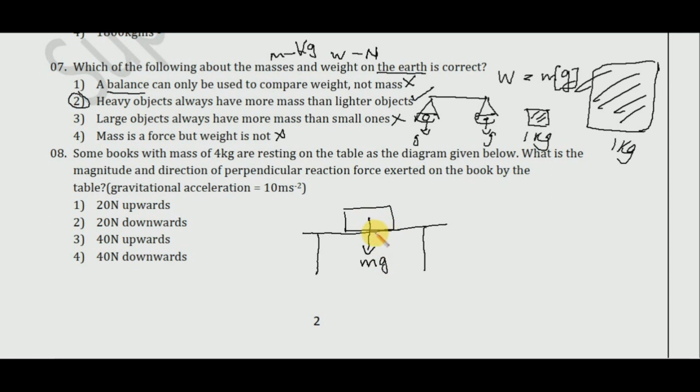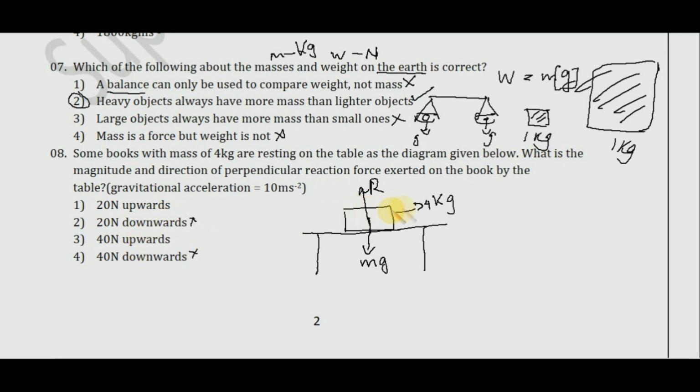The reaction is exerted by the surface upwards. The reaction is exerted, the perpendicular reaction. So it is asking about the book of mass 4 kg. The mass of this thing is 4 kg. The magnitude and direction of the perpendicular reaction, you know it is upwards. So there are two answers with upwards. You can cut this one and this one.